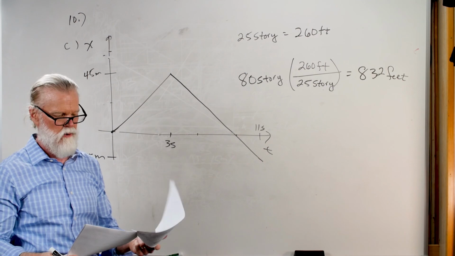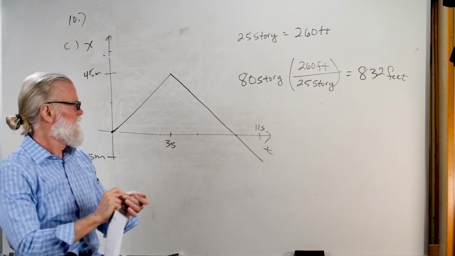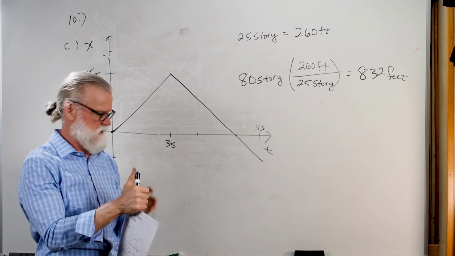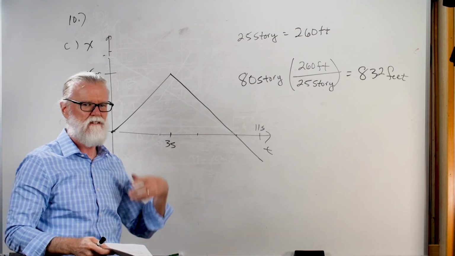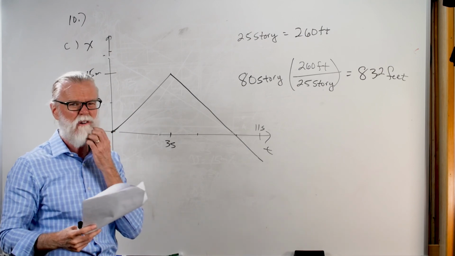We had 1 through 11 in your workbook. Hopefully that's making sense. Graphing is tricky. It's going to take some work. You've got to get used to it. You've got to look at slopes, you've got to look at positions, and you've got some things to calculate. But it's not too bad once you get enough practice.